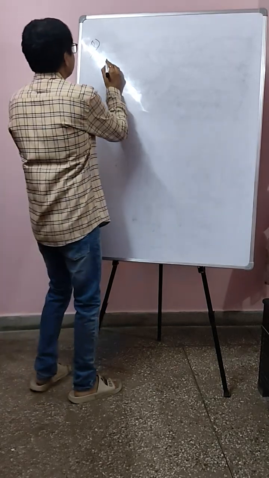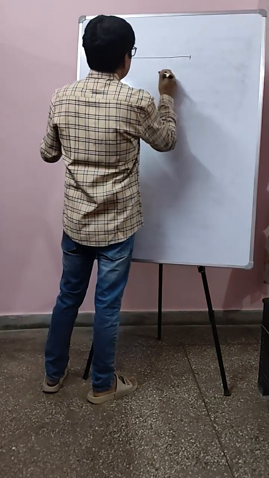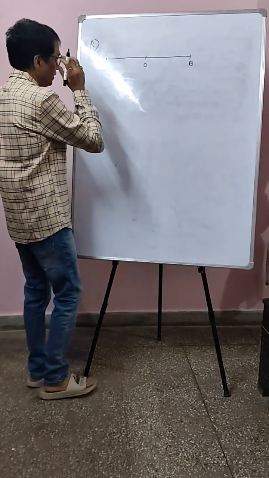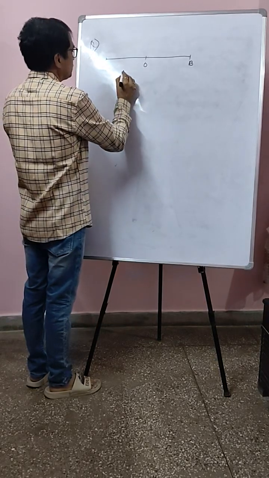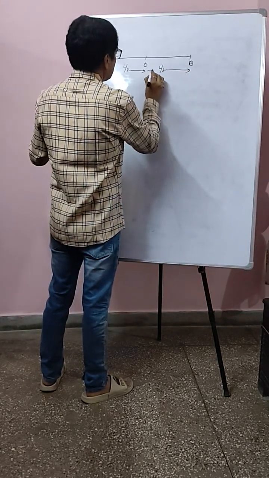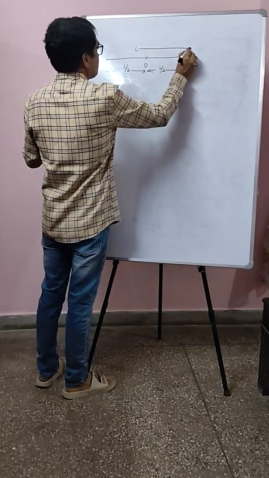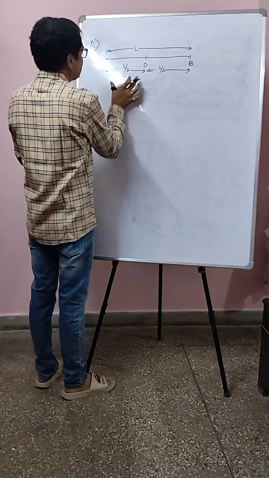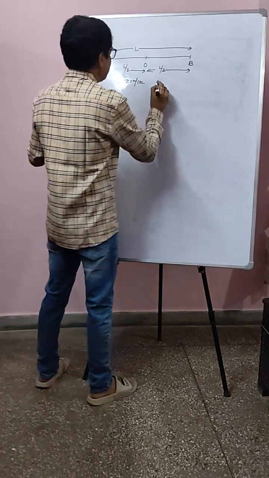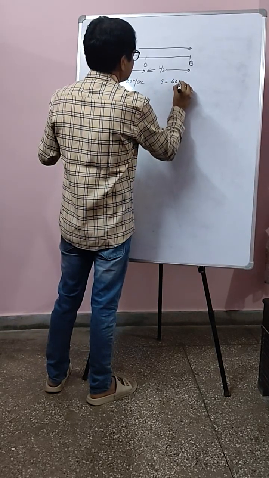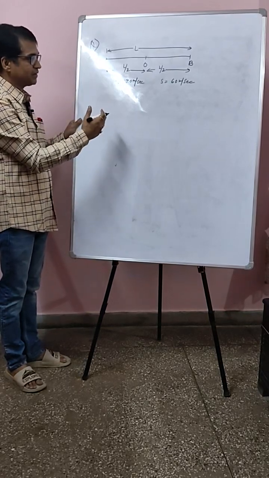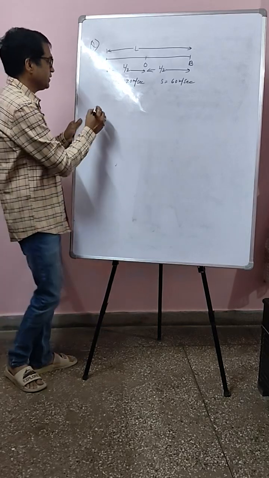So the question says, A, B, and this is some center point O. He covers AO, suppose the total length is L, so this is L upon 2 and this is L upon 2, and the total distance is L. This distance he travels with a speed of 20 meters per second, and the other half distance he travels with a speed of 60 meters per second. So we have to find the average speed.